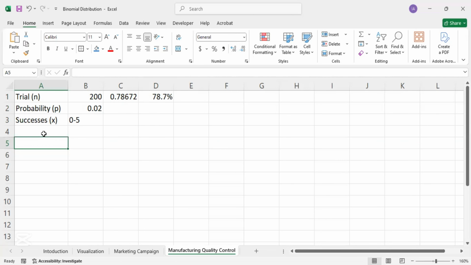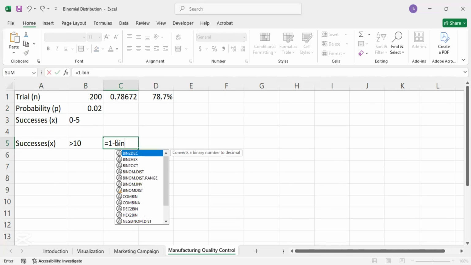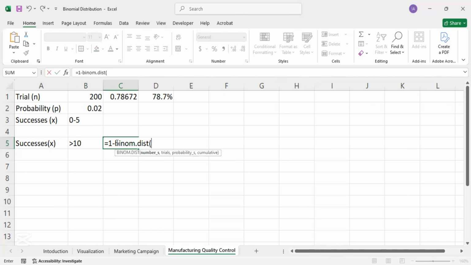What if the question reads, a factory produces 200 widgets with a 2% defect rate? What is the probability of greater than 10 defects? What we'll do now is to write the formula this way. Okay, let me write successes here. That is x here, we'll say greater than 10. So what we'll do in this case will be that we'll say equals 1 minus binomial distribution, open our parentheses. So we are using 10, right?